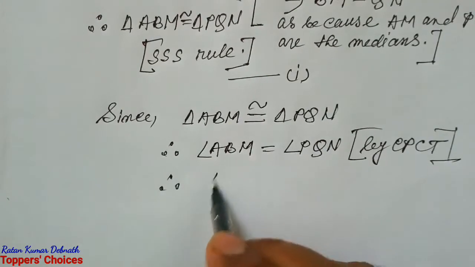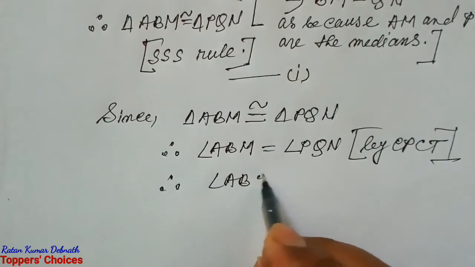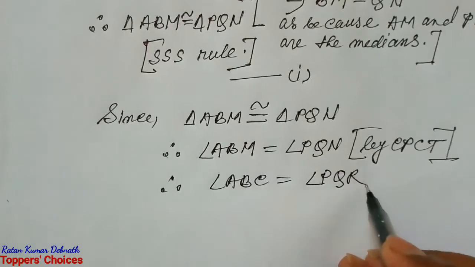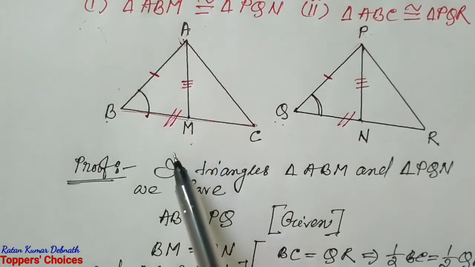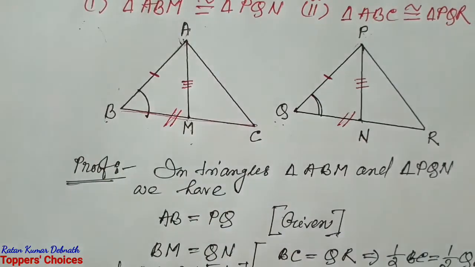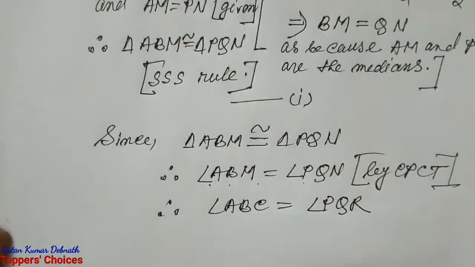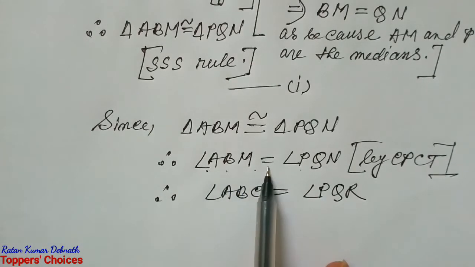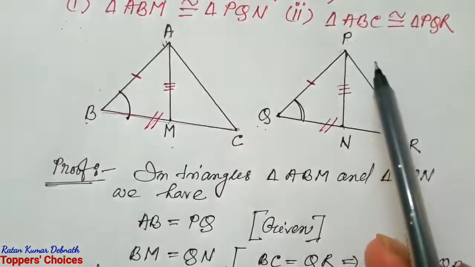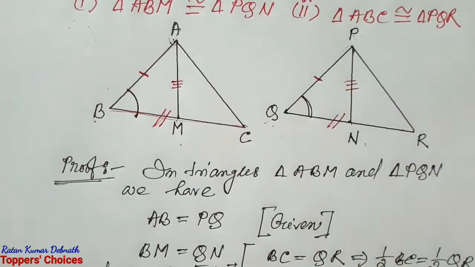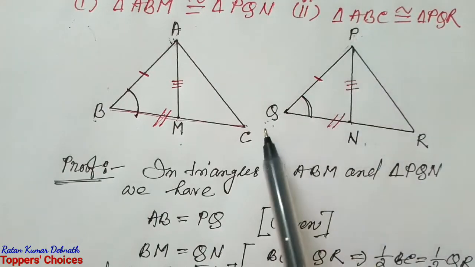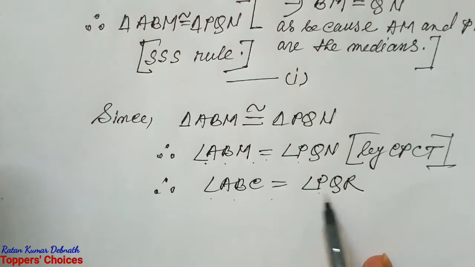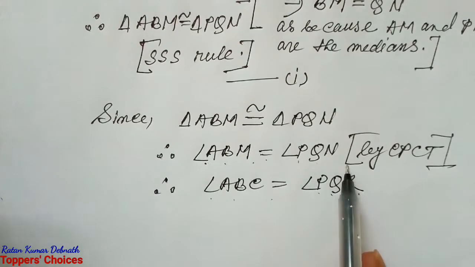That is, angle ABC equals angle PQR, because angle ABM and angle ABC are the same angles. So I have written, instead of angle ABM, angle ABC, and angle PQN and angle PQR are the same angles. So I have written PQR instead of PQN.